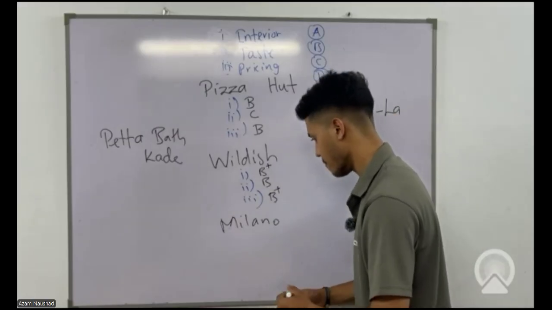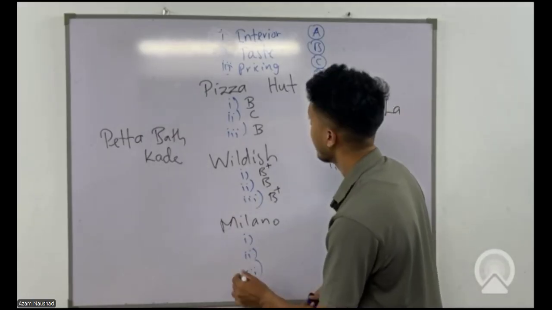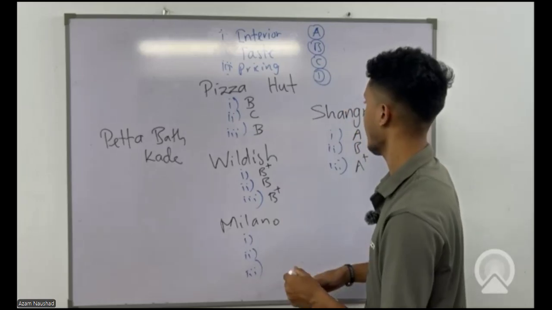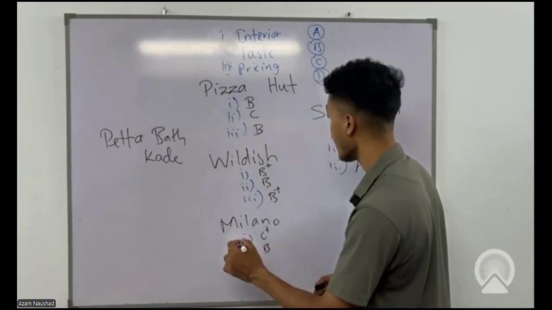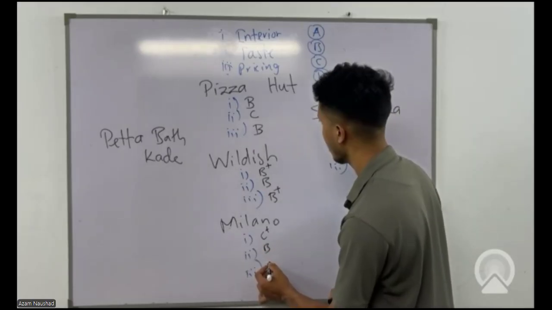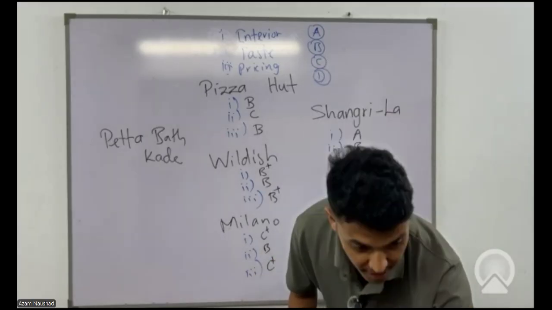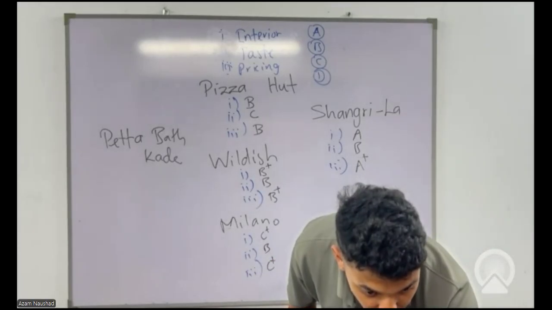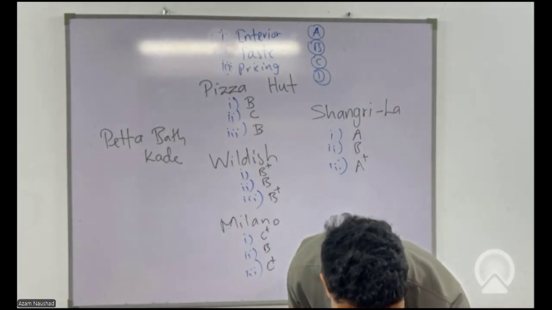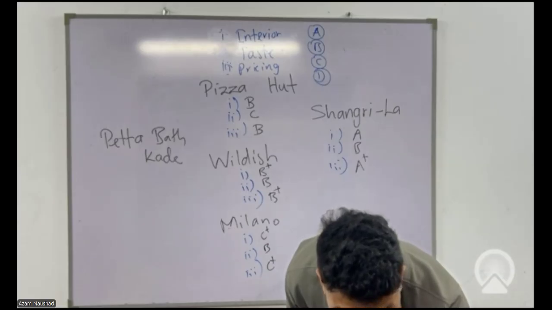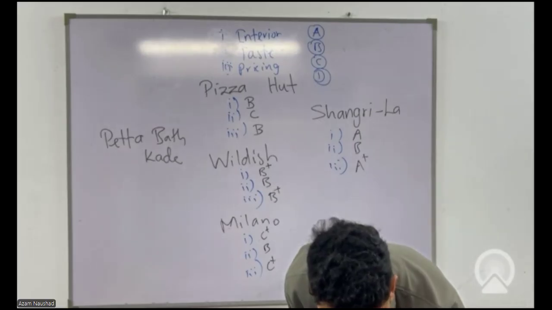What about Milano? The interior, I would say C plus. The taste, I would say, yeah, it's B. Pricing is, I would say, C plus. Okay, right. Can't say it's A.